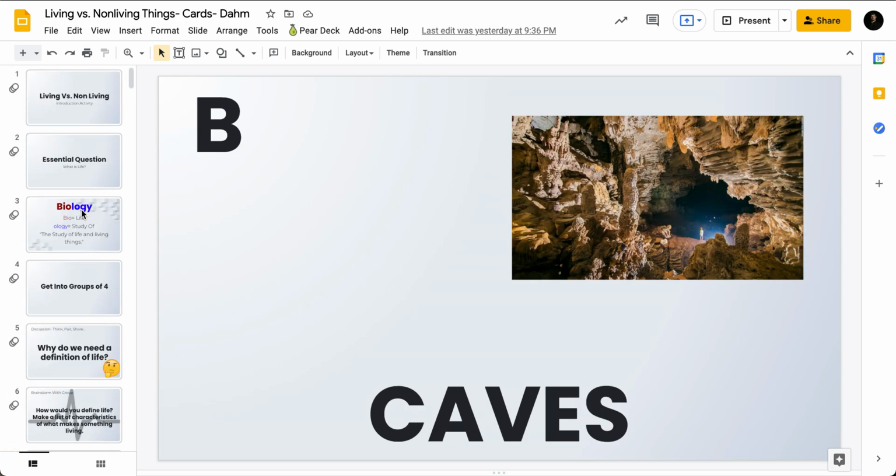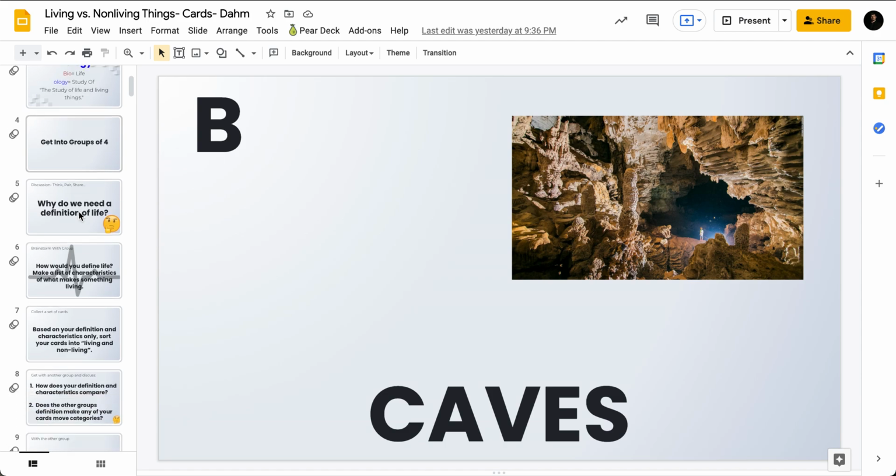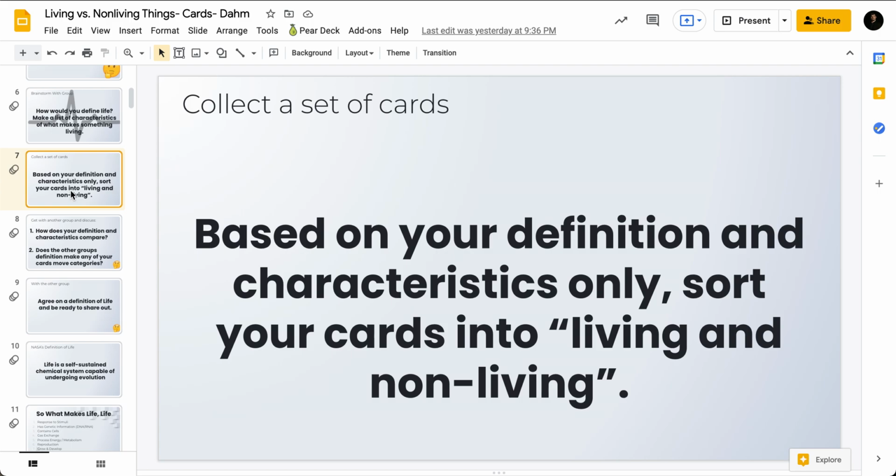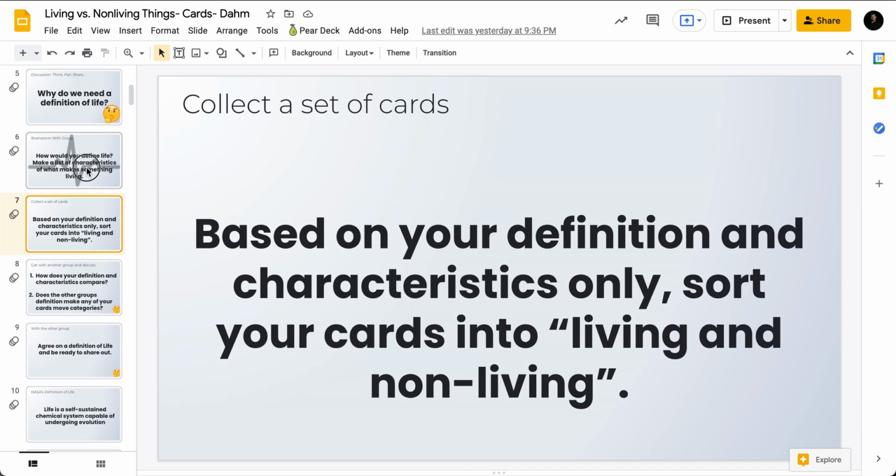And what I asked everybody to do was to break off into groups and create a definition or a list of characteristics that defined life. So saying that all living things should have these characteristics. Okay, and I'm actually on the wrong slide here, so I'm going to go here.